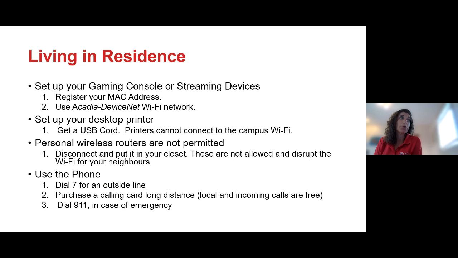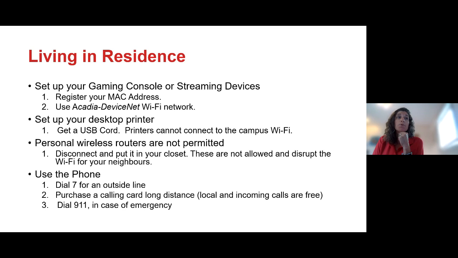If you've tried to set up your desktop printer, for that you need a USB cord. So you can't use a wireless printer in residence. It has to be connected directly to your printer. You can get those through the service desk, the bookstore, or you can go to a local store such as Staples or order through Amazon and have it delivered. Personal wireless routers are not permitted. They clutter up the airwaves and they make the Wi-Fi worse for everybody around you. So they are not permitted.